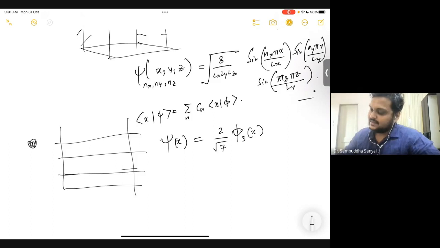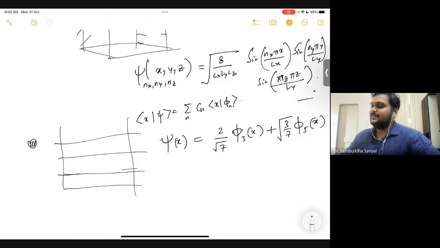So this is nothing but phi, this is nothing but this. Let's say I choose this to be this plus 5x. So if it is 2 by 7, what will it be? 4 plus root 3 by 7. So let's say I can prepare a wave function like this, right? And I ask you the question. This is something we already discussed. If this is your wave function at time 0, what will it be at time t?